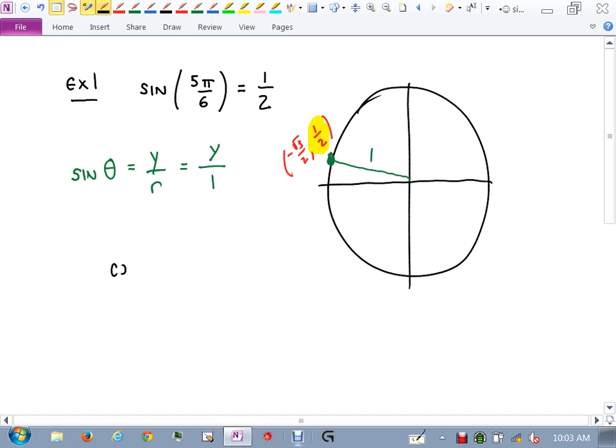What about this? What's cosine of 5 pi over 6? Well, again, because we're looking at the unit circle, cosine of an angle is always x over r. But because our radius is 1, it's just x, isn't it? So go here and take a look. What's your x-coordinate at 5 pi over 6? Negative root 3 over 2.